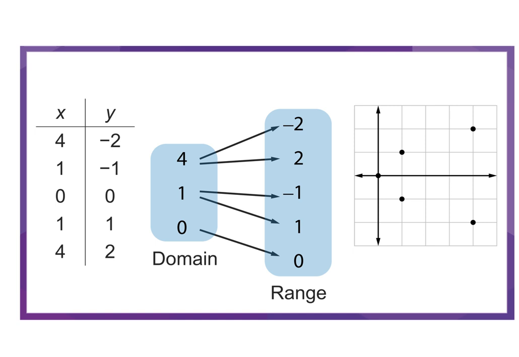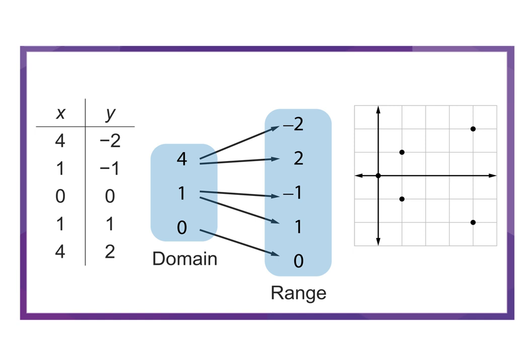There are different ways to represent the same relation. The first way that you can see is just a table. You can list all of your one variable on one side, all of the second variable on the other, and then you can see the same coordinate pairs that we were looking at are shown in table form.